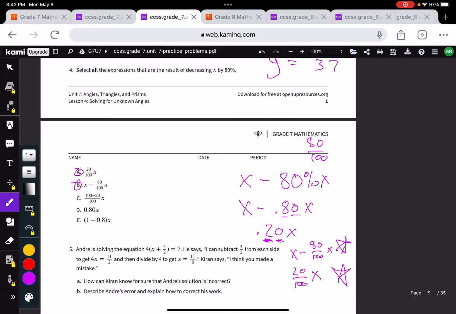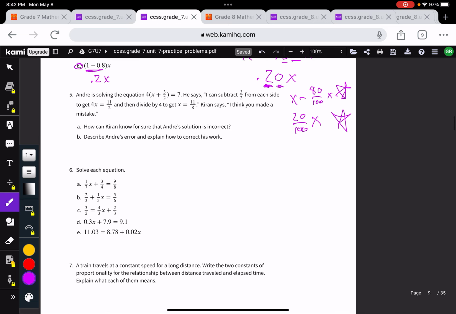But if we did this, 1 minus 0.8, by the way, that's 0.2. 0.2 times x is 0.2x. So guess what? A, B, and E are all correct.